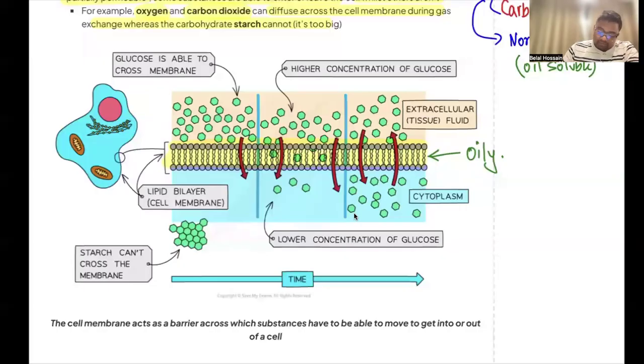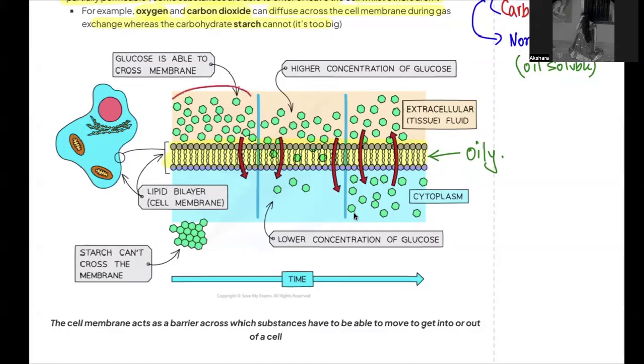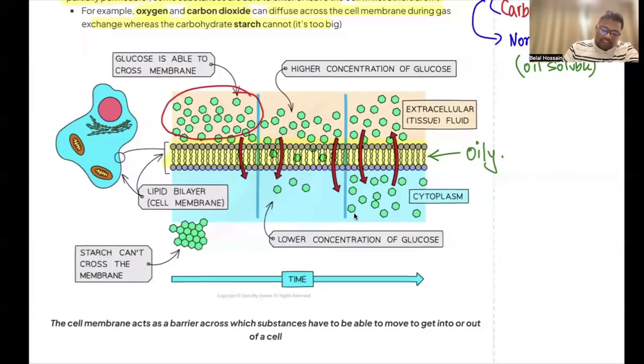Let's see the example. So is it the particle size which is too big? Two things can prevent a substance from getting inside a cell membrane. One, whether it is water soluble or oil soluble, or if that particular substance is too large. So this glucose molecule gathered outside the cell, and there is a high concentration.